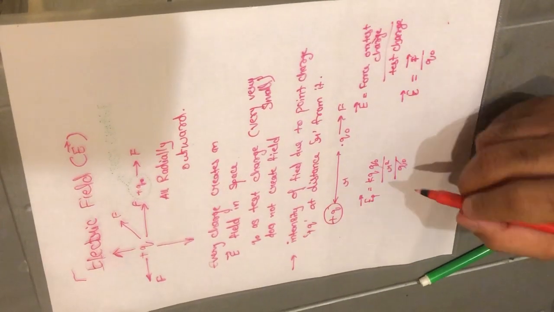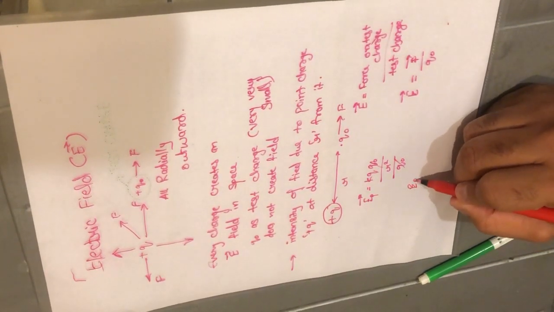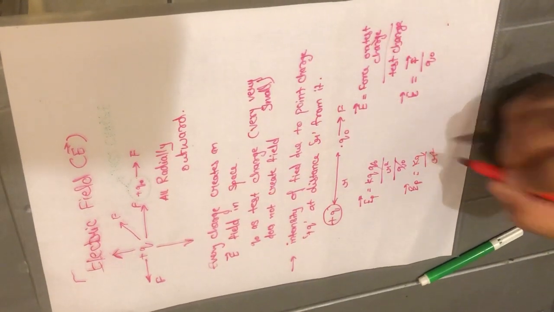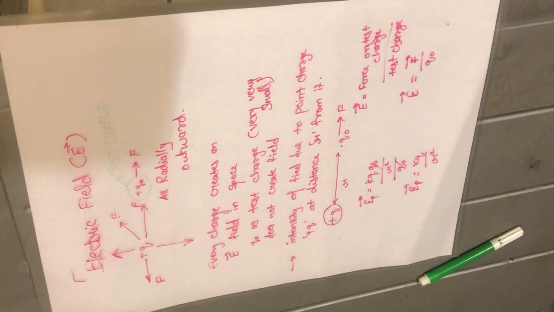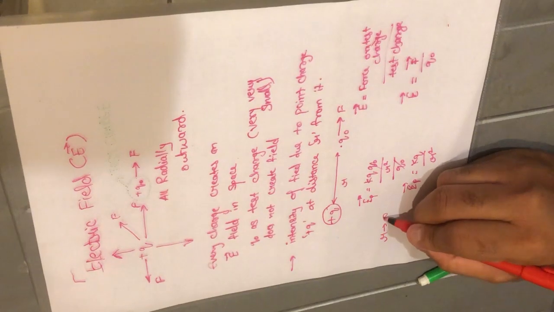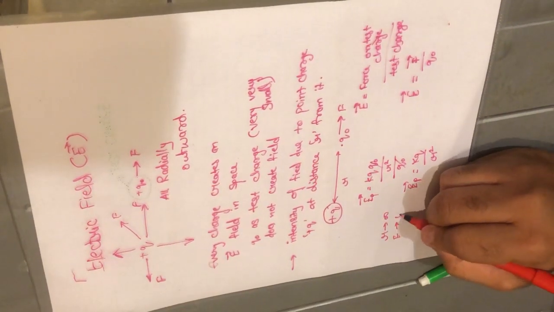Now if you see, the force acting on the test charge is k q q naught over r squared, divided by q naught. Now how does this come about? The force on the test charge is basically given by Coulomb's law. If you remember, it is k multiplied by the product of the two charges, which is q and q naught, divided by r square, which is the distance between the two charges, and all upon the test charge, which is q naught itself.